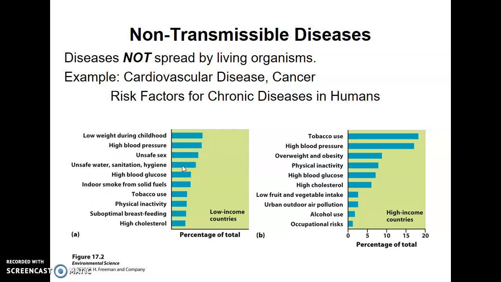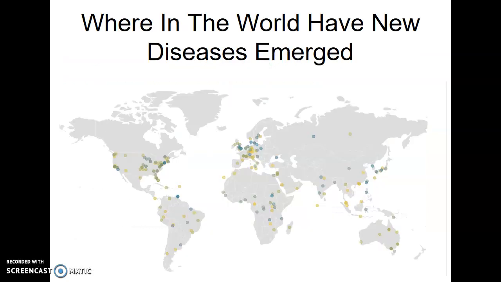So you have a diversity with how non-transmissible diseases can affect, either through low-income countries or high-income countries. So you see the difference there in how in high-income countries we have tobacco use. We have a lot of overweight people, which we saw in populations unit and also in the food unit. So moving on, where in the world have new diseases emerged? So we see diseases in the United States. You see a lot of them in Europe, and you'll see them in Africa.